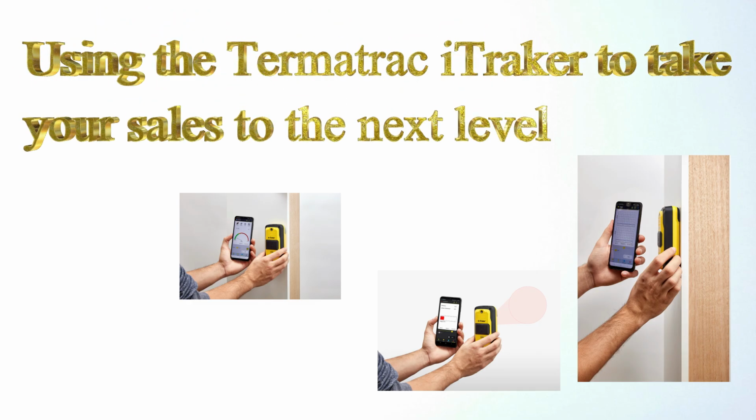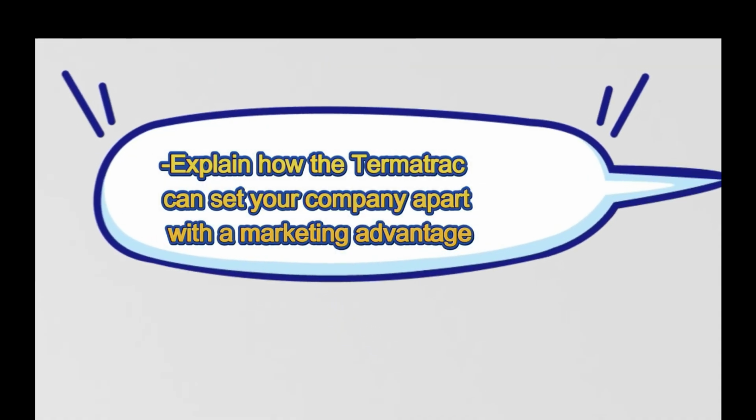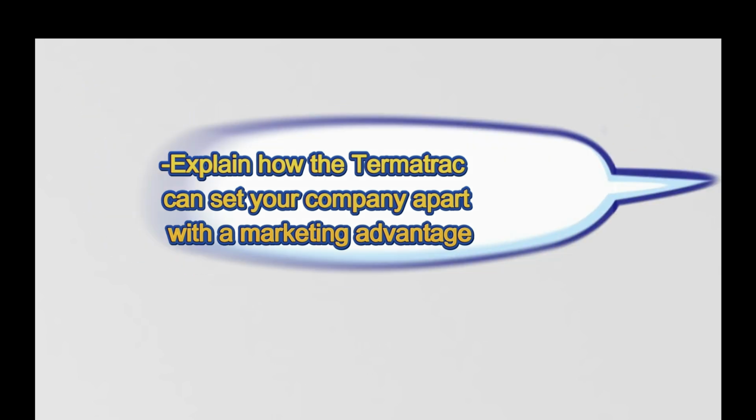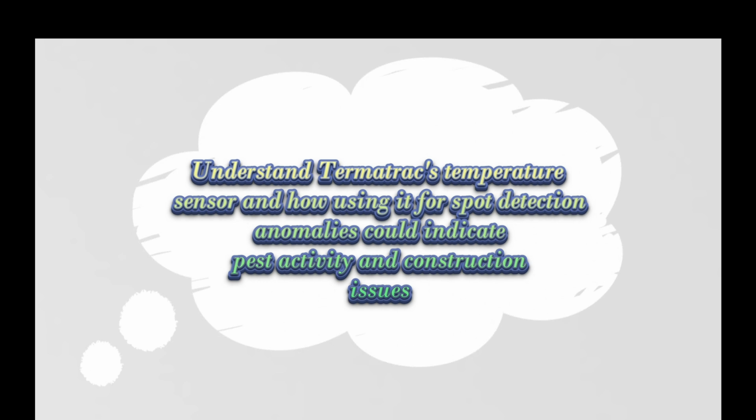Using the Termatrac eye tracker to take your sales to the next level. After taking this course, you will be able to explain how the Termatrac can set your company apart with a marketing advantage, demonstrate the Termatrac's ability with its radar sensor technology to detect movement for pests like termites, ants, wasps, bees, bedbugs, and rodents in areas like wall voids and inside wood that are not visible to the naked eye. Understand Termatrac's temperature sensor and how using it for spot detection anomalies could indicate pest activity and construction issues.